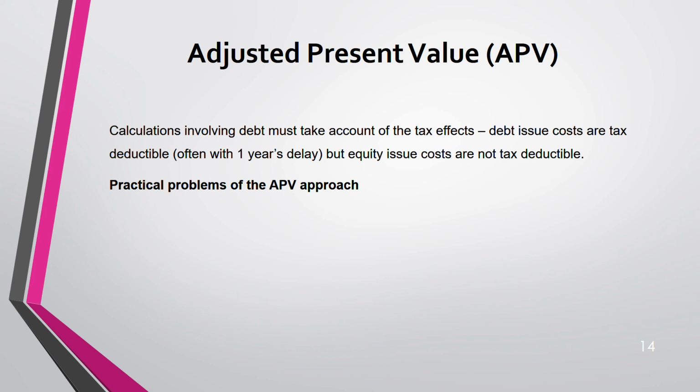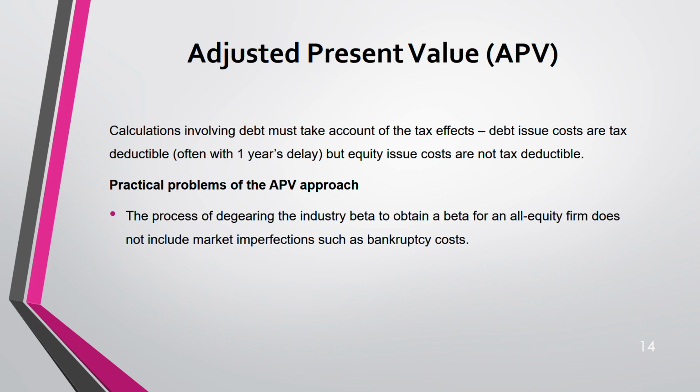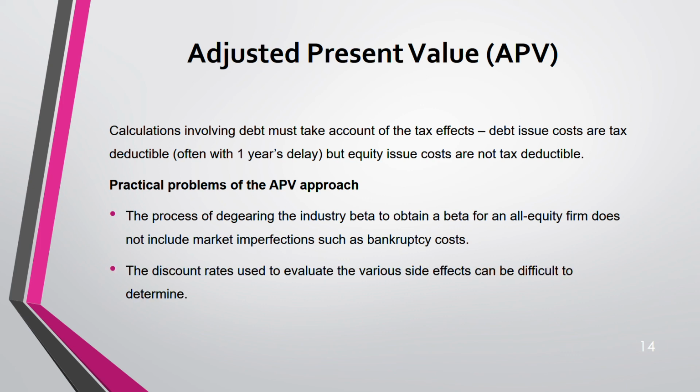Now there are some practical problems with this approach. Number one, you are de-gearing the industry beta to get a beta for an all-equity firm, assuming everything is equity finance. But that does not include any market imperfections like bankruptcy cost. You do not include it there, so it's imperfect. Number two, the discount rate that you have used to evaluate the various side effects can be difficult to determine. There are various finance sources used, and just using one discount rate is not easy. Three, in complex investment decisions, the calculations can be extremely long. Imagine there are 5, 10, 20 types of finance that you have used. It's difficult, right?